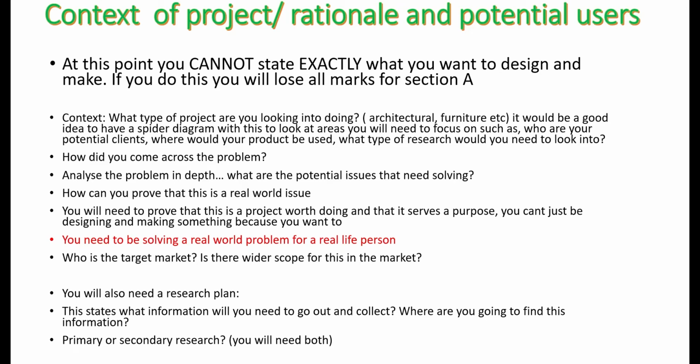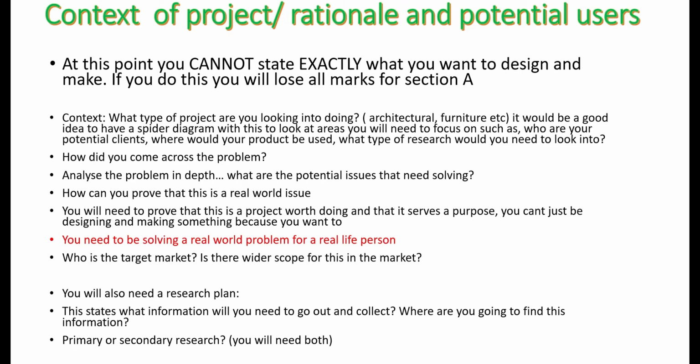You're also going to need a research plan. This basically states what information you need to get and where you are going to find that. Okay, so again, we're not doing the research yet. This is just you stating, right, because of this project, I'm going to need to find out about X, Y, and Z. And then you say, right, to find out about X, Y, and Z, I'm going to look at these sort of websites, these sort of books, these sort of articles, and so on. And then you've got to dictate whether that's going to be primary research or secondary research. You do need to do both.